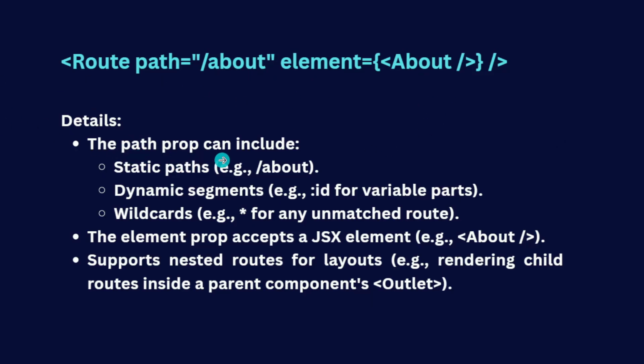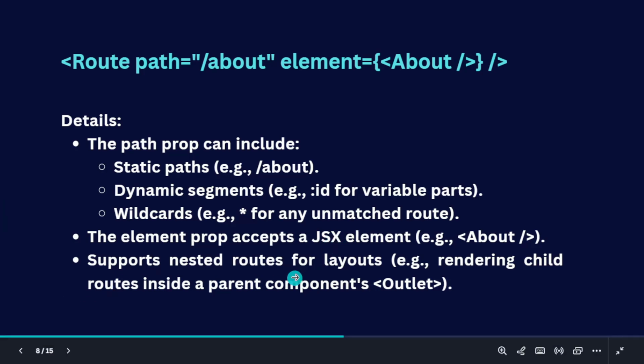So path prop can include static path. Okay, this is a static path, dynamic segment, like ID for variable part. And then wildcard. Wildcard means if you put asterisk, all the unmatched routes you can show. And an element prop accepts a JSX element. As I told you, JSX element, not component, and support nested route for layout, rendering child route inside a parent component. As I said, like an outlet.